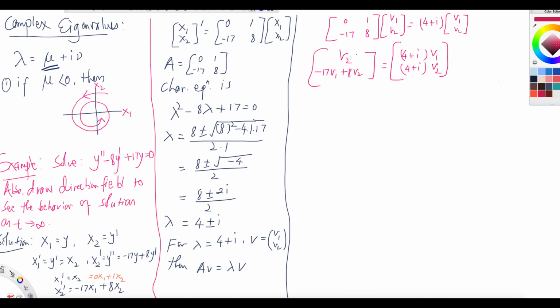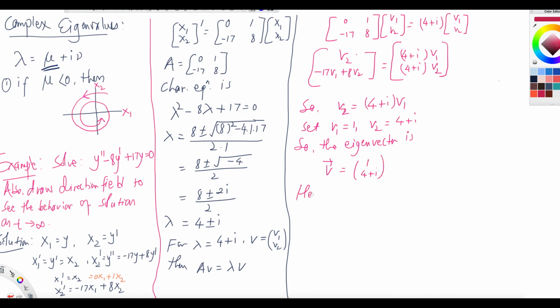Now you compare. You just set the first component equal to the first component, and the second component equal to the second component. You can pick any one of those, okay? Since the first one is easier to do, I'm doing that. So V2 equals (4 plus i) times V1. Set V1 equal to 1, and you get V2 equals what? V2 is 4 plus i. So the eigenvector is V equals 1 and then 4 plus i. That is V1, V2, right?